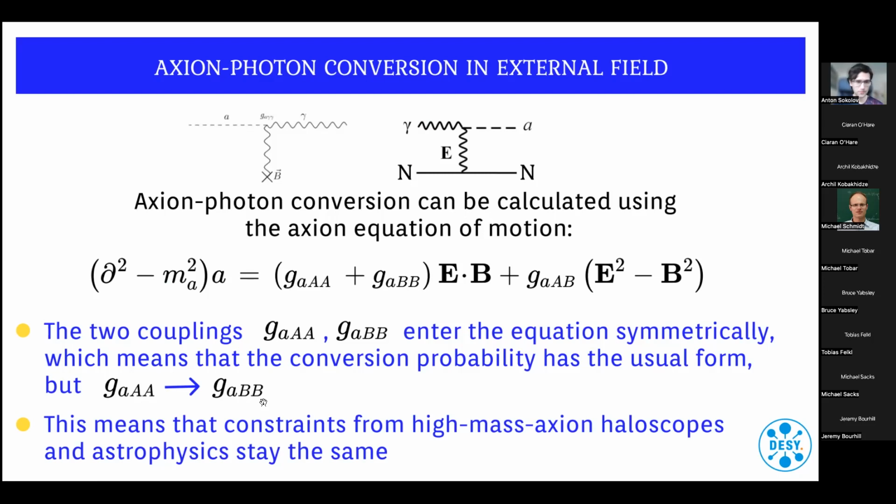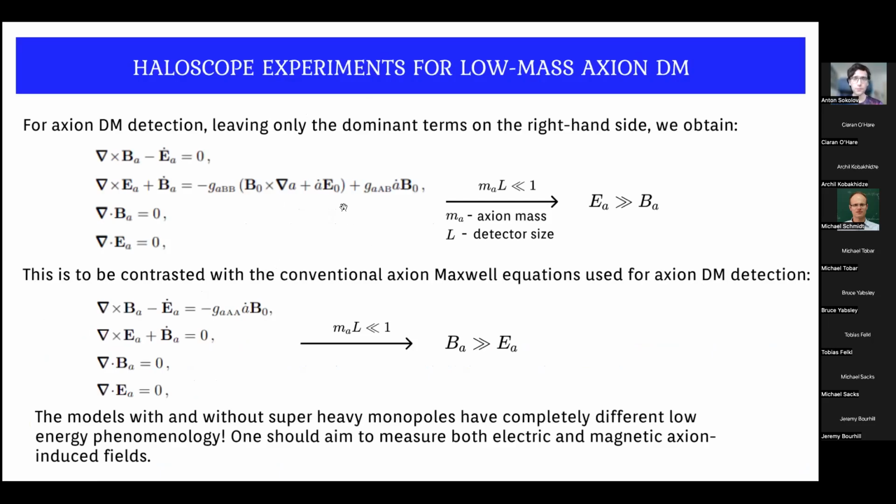So this also means that for the BB coupling, the constraints from high mass axion gyroscopes, so gyroscopes which probe high mass axions, and astrophysics, which normally discusses these kinds of processes like the Primakoff effect or conversion in an external magnetic field, will be the same. Where the constraints will not be the same are gyroscope experiments for low mass axion dark matter.